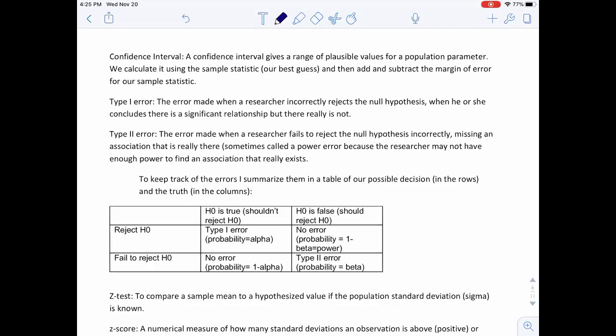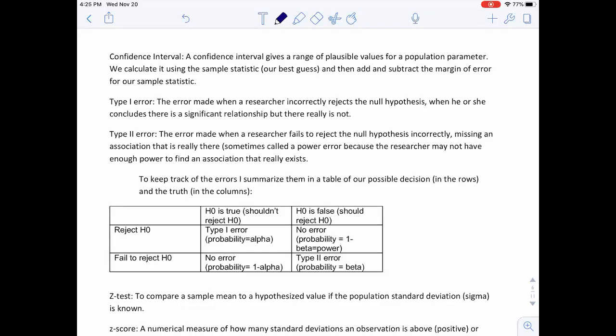If I fail to reject H0, I don't know what the truth is, right? But there's always a chance that I made a type 2 error, where I didn't reject H0, but I should have. And that's going to happen with a probability of beta. So your type 1 error happens with a probability of alpha. Your type 2 error happens with a probability of beta.